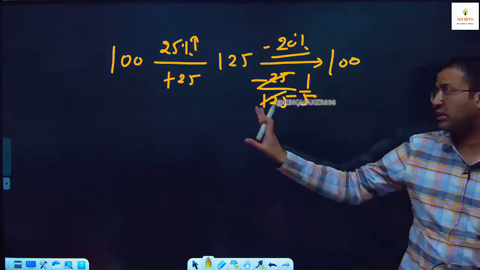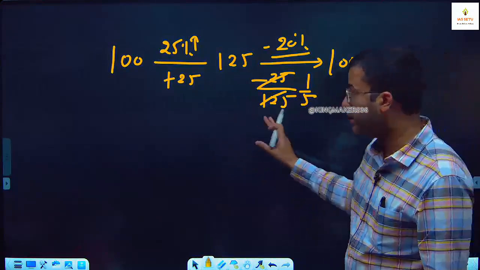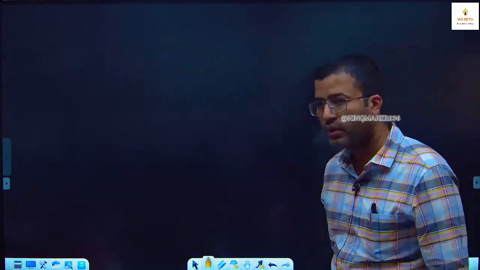Okay, is this clear? अगर नहीं क्लियर, ध्यान से समझो. Any one of you जिसको नहीं क्लियर, just raise hand. हाँ जी सर, आपकी सैलरी 100 रुपए. ठीक है.